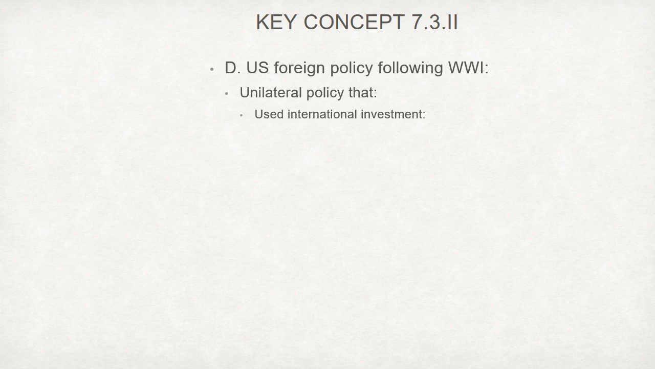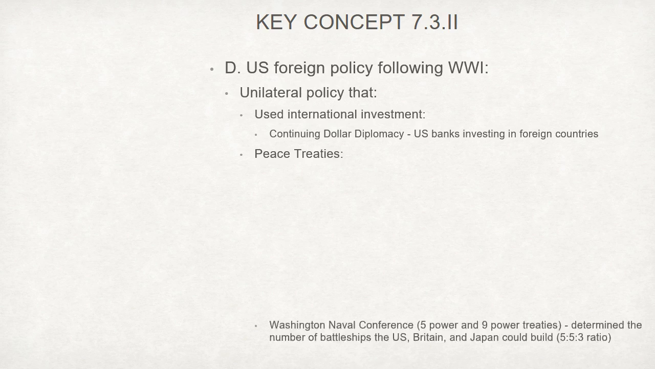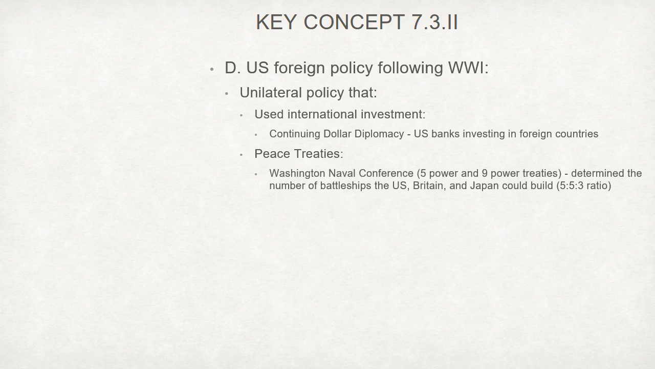If we were to take a look at that foreign policy, we would see that the United States is pursuing a unilateral policy that is most interested in international investment, dollar diplomacy, with a capital D: United States banks and corporations investing in foreign countries and trying to exert influence through economic means. That's the big way that the United States is conducting its foreign policy during the 1920s and 1930s.